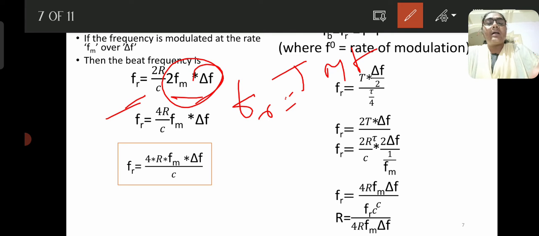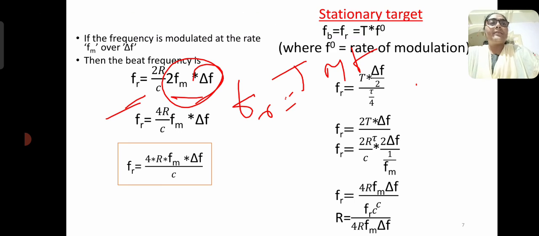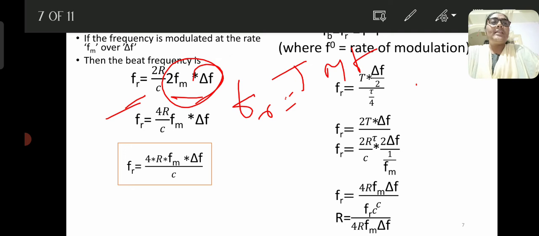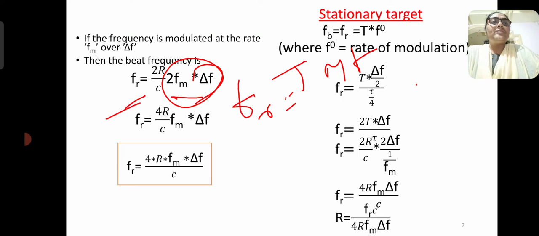If you conclude and substitute that, we are going to get fr equals 4 into R into fm into del f by c. So here, if you are taking the stationary object, f naught is equal to fr, where f naught is the rate of change of modulation. So here f naught is equal to del f by 2 by tau by 4.